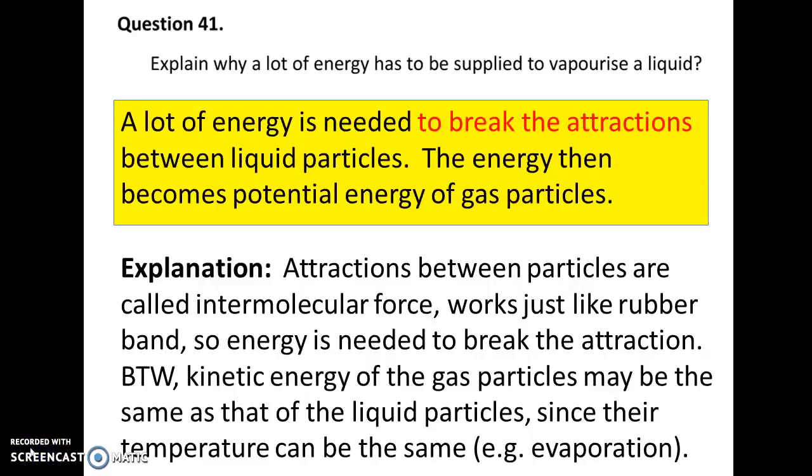Question 41. Why does a lot of energy have to be supplied to vaporize a liquid, to turn it into gas? A lot of energy is needed to break the attractions between liquid particles. The attractions are very strong, and so a lot of energy has to be supplied there. This energy then becomes potential energy of the gas particles. By the way, the kinetic energy of the gas particles may be the same as that of the liquid particles, because they may have the same temperature, as in the case of evaporation.